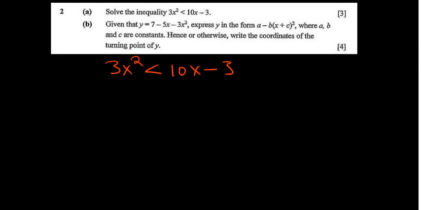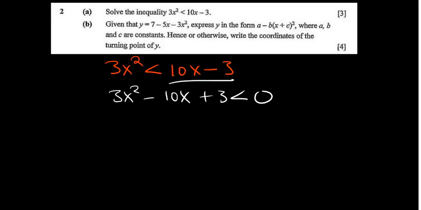So we can just write it in the standard form by leaving a 0 on the right. So we have 3x squared minus 10x plus 3 is less than 0. So just like we do for an equal sign for equations, we do the same for inequality. Whenever these cross the other side, the sign changes. Okay, so at this point, let's try to factorize what we have. It's easier to deal with them that way.